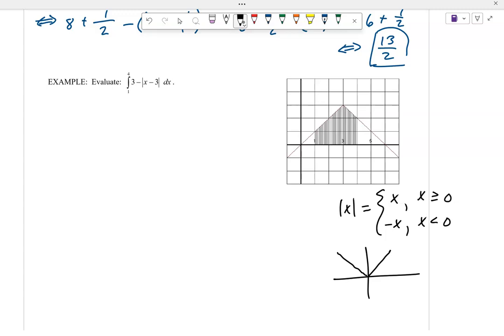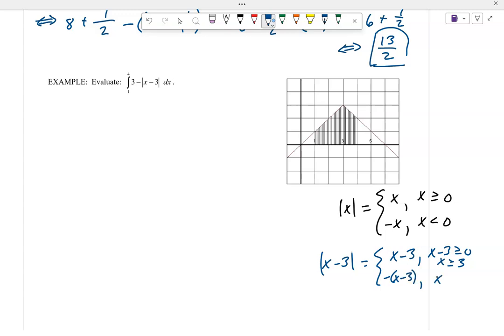It's made up of 2 different lines. So the absolute value of x minus 3 is what we have here. The absolute value of x minus 3 would be x minus 3 whenever x minus 3 is greater than or equal to 0, in other words, x is greater than or equal to 3. Or it is the opposite of x minus 3 whenever x is less than 3, right?